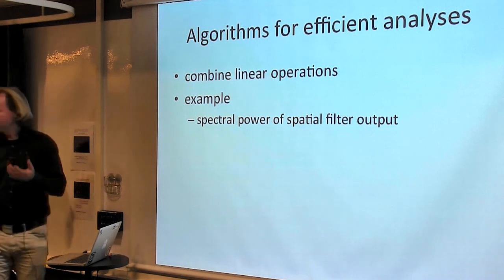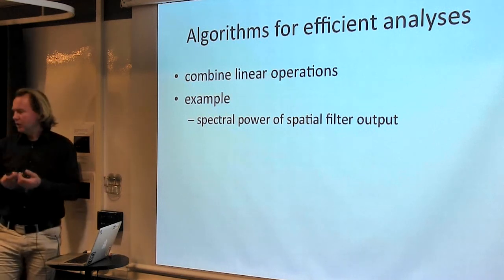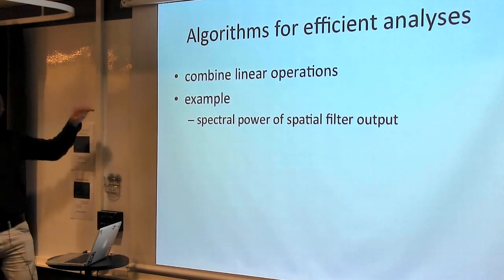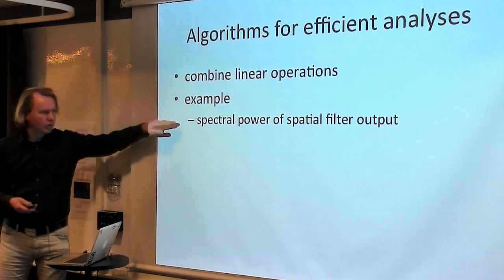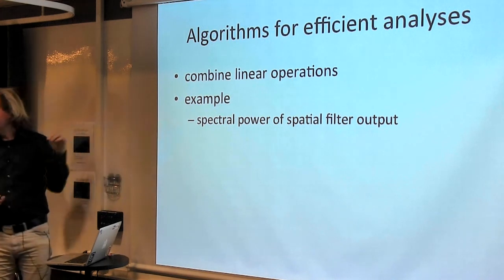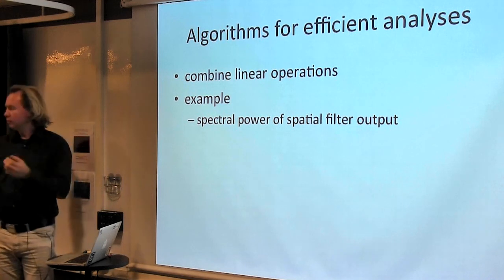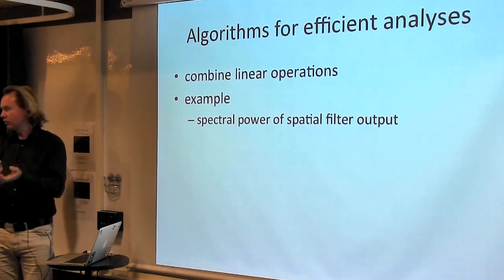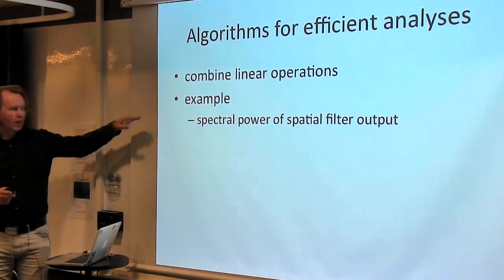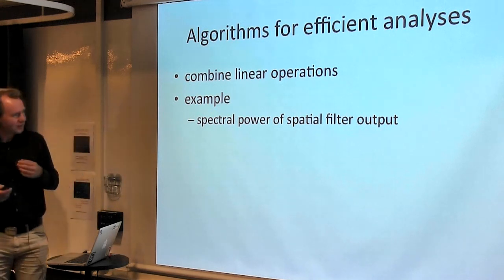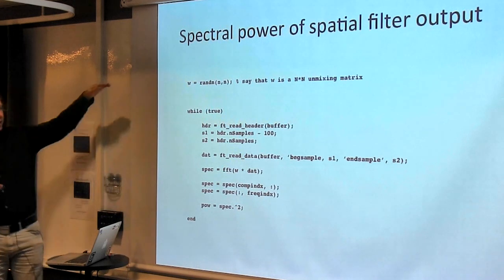Another aspect that you have to consider in timing is making it computationally efficient by combining linear operations on the data. So what I'm going to show is a spectral power estimate of a spatial filter output. Spatial filtering such as SSP can be used to zoom in on a particular source of interest. And of course spectral power is interesting. So this is an example.